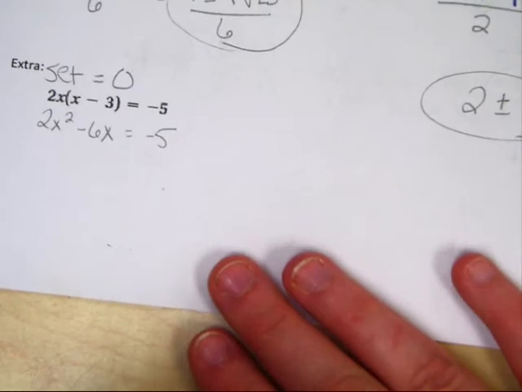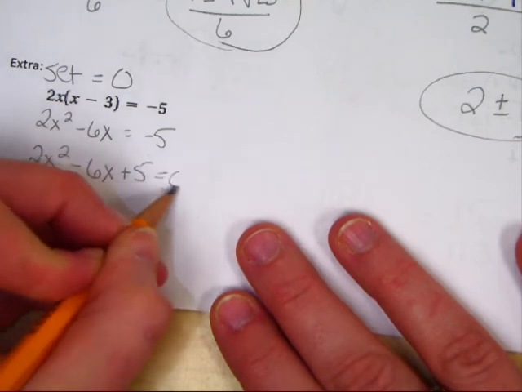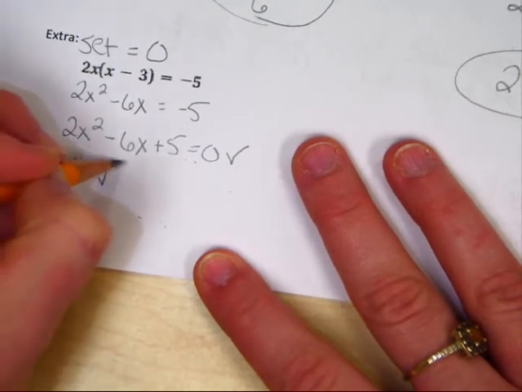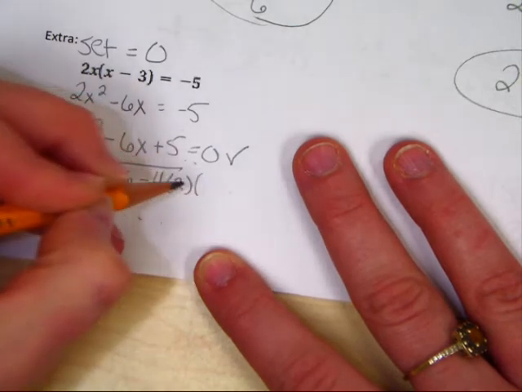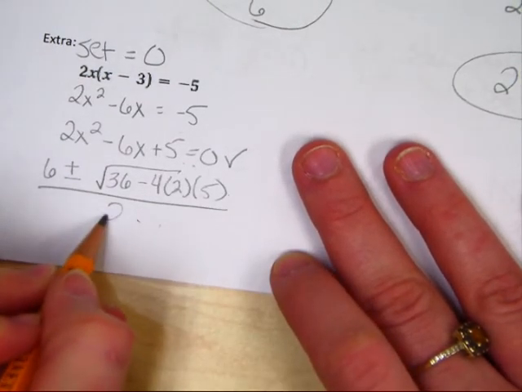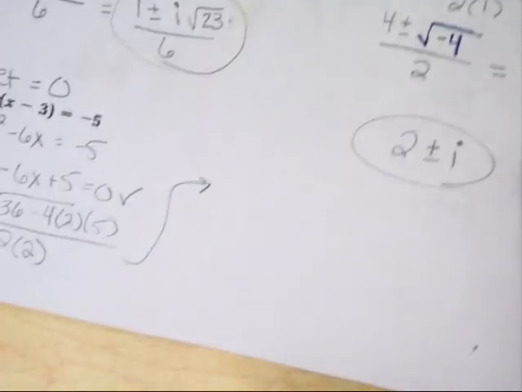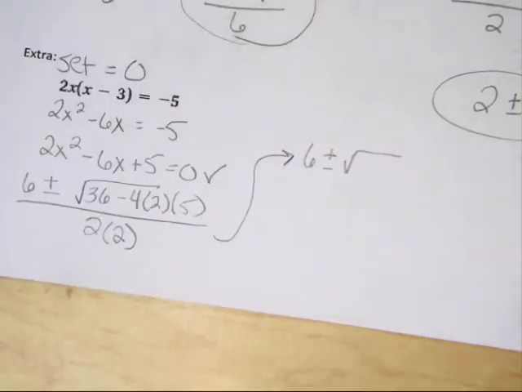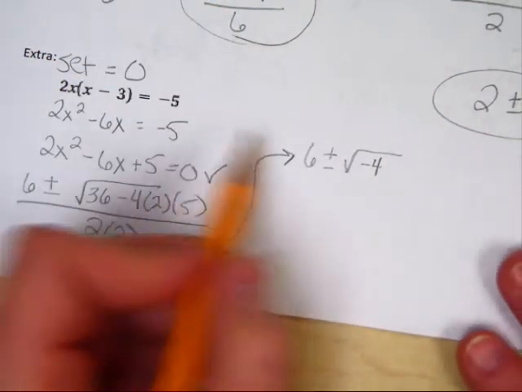And now you have to add 5 over. 2x squared minus 6x plus 5 equals 0. Now it's ready to go. Negative b plus or minus the square root of b squared, 36, minus 4 times a, which is 2, times c, which is 5, all over 2a, which is 2 times 2. Let's carry this over. That's going to be 6 plus or minus the square root of all of that stuff in there, which becomes a negative 4. Make sure you know how to add and subtract.